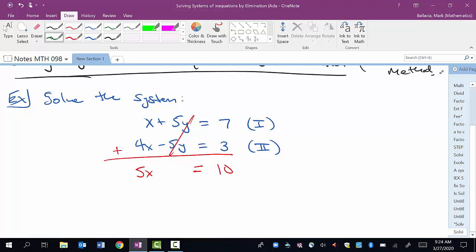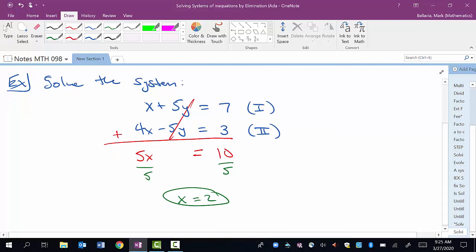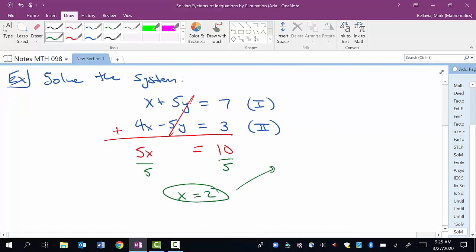What you're left with is a single equation with one unknown variable, which we know how to solve. So if I have 5x equals 10, I'm just going to divide both sides by 5 and end up with x equals 2. Now remember, that's not the answer for the entire system. That's the x value for the coordinates where these intersect. To find the corresponding y value, all you have to do is back substitute in. So I'll back sub into 1. But it doesn't matter which one you pick. It should give you the same value for both.